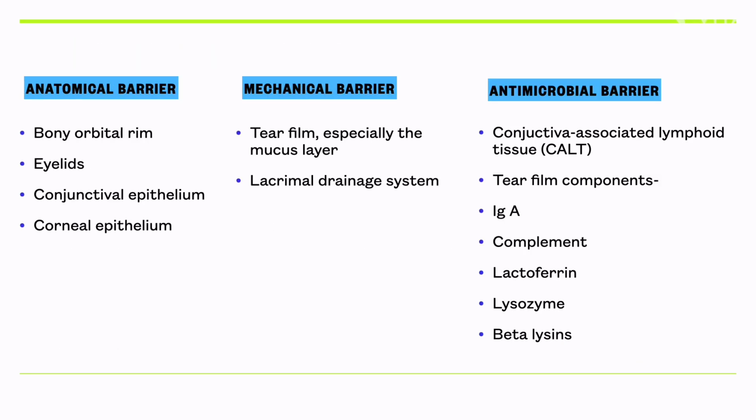And now, the anatomical barrier includes the orbital rim, eyelids, conjunctival epithelium, and intact corneal epithelium. The mechanical barrier consists mainly of the tear film, blinking, and lacrimal drainage, which helps wash away organisms and debris. The antimicrobial barrier includes conjunctiva-associated lymphoid tissue, and tear film components such as IgA, complement, lactoferrin, lysozymes, and beta-lysins. Disruption of any of these barriers can increase the risk of corneal infection and ulceration.